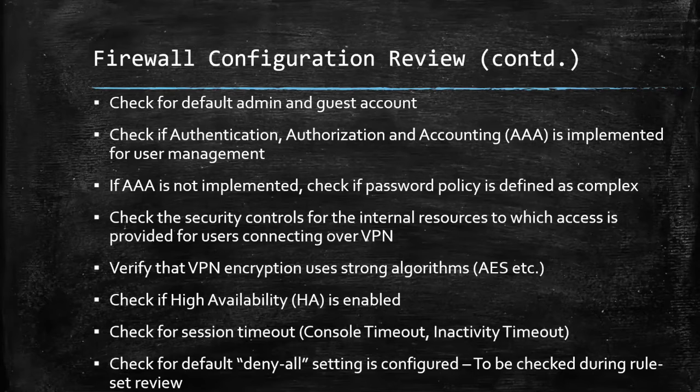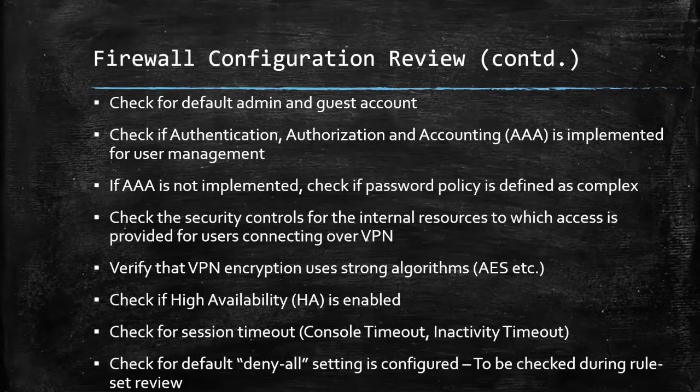Now, the other control is related to checking whether the internal resources that have been given access to the firewall from the outside, the remote access. So you should check whether all the resources have been given access through a VPN. You should check whether that VPN has a limited set of users, and you should do a regular review of those VPN users. Also verify that the VPN encryption uses a strong algorithm like AES, so it will be a stronger protection.